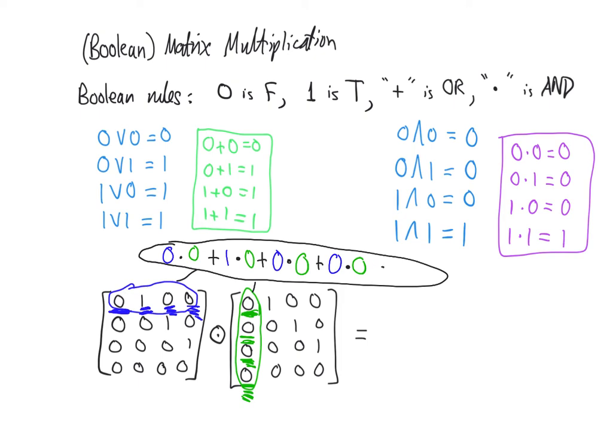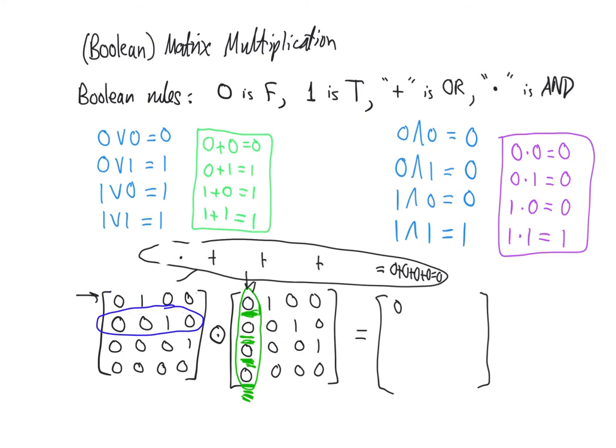And what that all amounts to, 0 times 0 plus 1 times 0 plus 0 times 0 plus 0 times 0, we get 0 plus 0 plus 0 plus 0, which is just 0. And since I circled the first row and first column, then that result will go in the first row, first column of the resulting matrix.